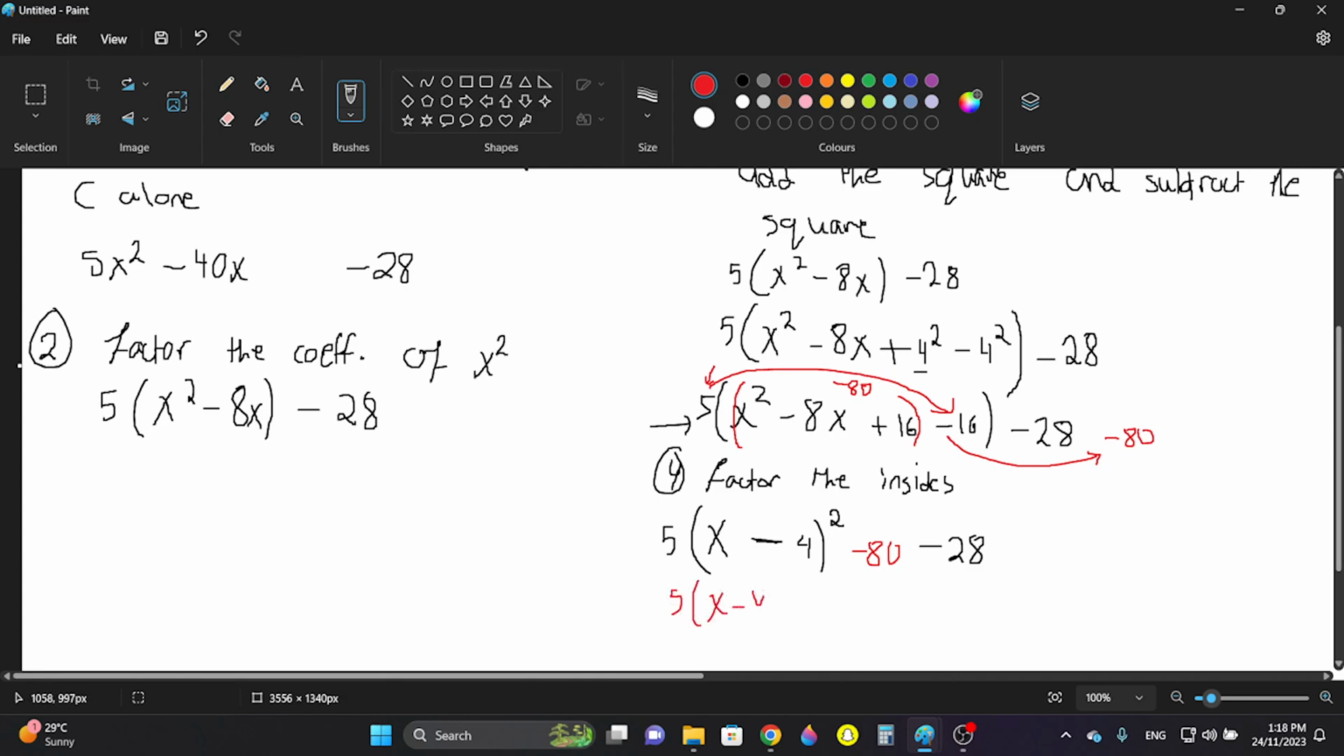Continue solving, you get 5x minus 4 squared. Minus 80 minus 28, you can simplify it, it's minus 108. This is your answer, okay? This is what we call completing the square. Okay, completing the square because you're adding squares and subtracting squares.